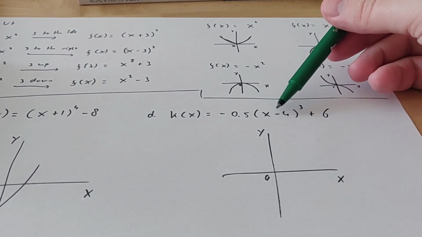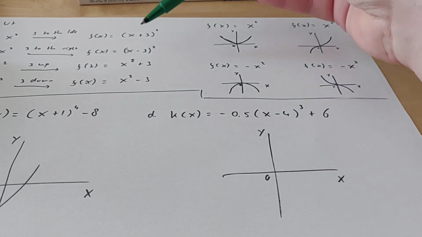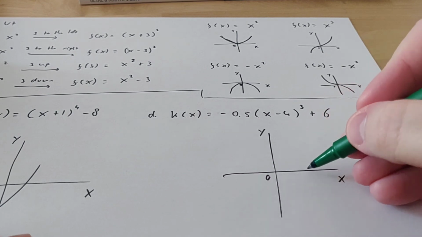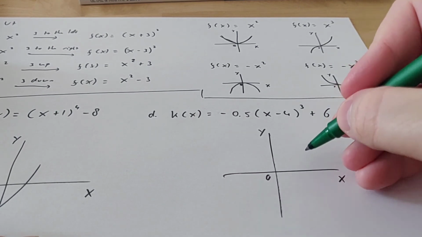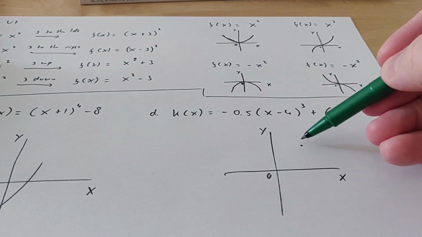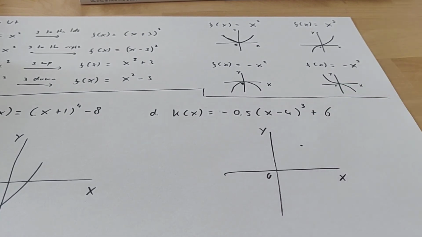It says x minus 4. Now if you take a look in this schedule, minus means to the right. So we have to go 4 to the right, and then we have to go up by 6. So it should be here somewhere. But like I said earlier, it doesn't really matter if you're up a bit higher or whatever. It should be somewhere in this quadrant.